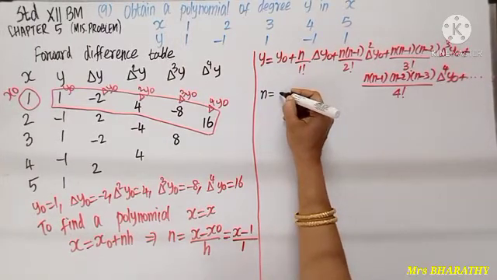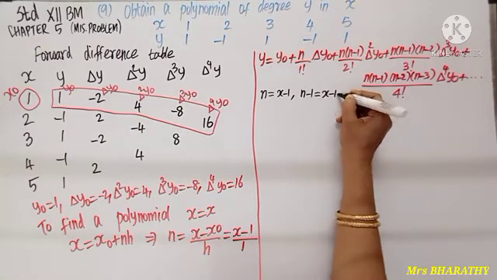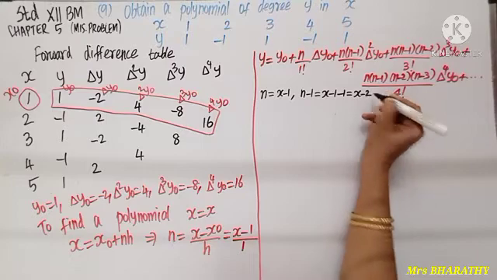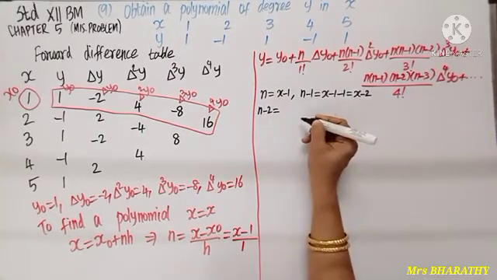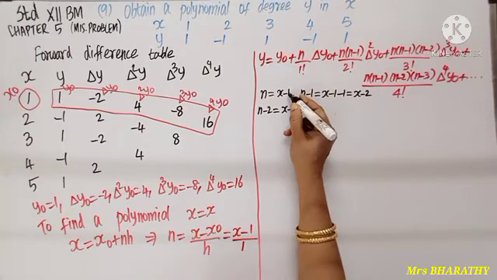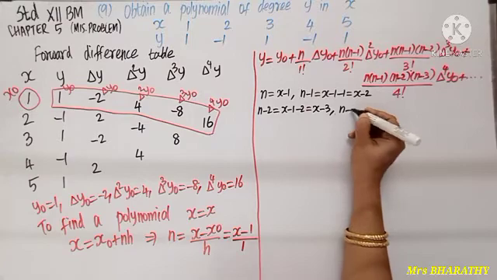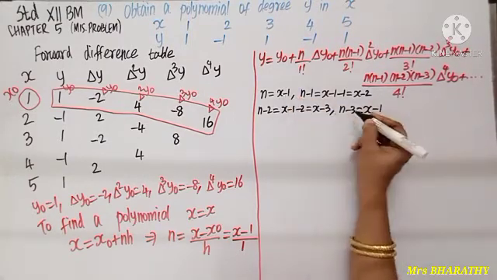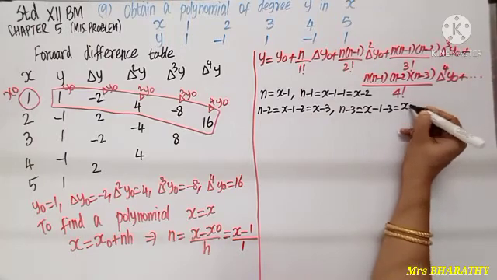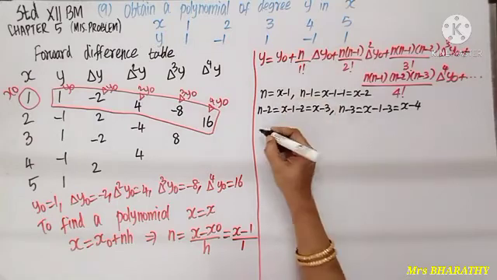It is x minus 1. What is n minus 1? x minus 1 minus 1, or x minus 2. What is n minus 2? x minus 1 minus 2, that is x minus 3. And what is n minus 3? x minus 1 minus 3, that is x minus 4. Let us substitute these values in the formula.